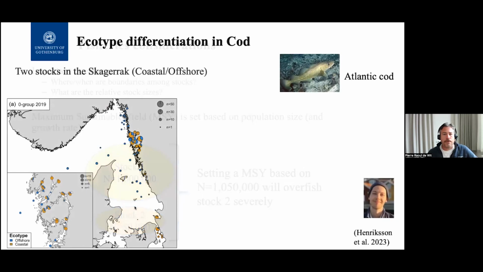One good example of two stocks that are mixing in our part of the world is in the cod. So this is work of Kalle André and Simon Henriksson, who you have here in the corner. In the Skagerrak we know that there are two stocks. There's a coastal stock that lives primarily in the fjords, which is here illustrated in orange, and then there's a more offshore stock of cod, or population of cod, that is in blue here.